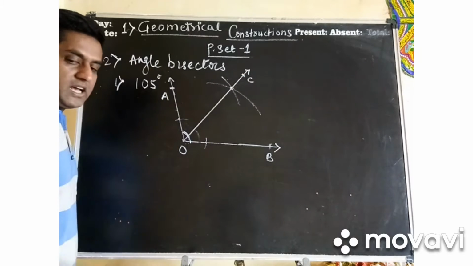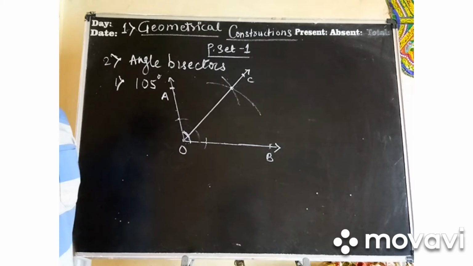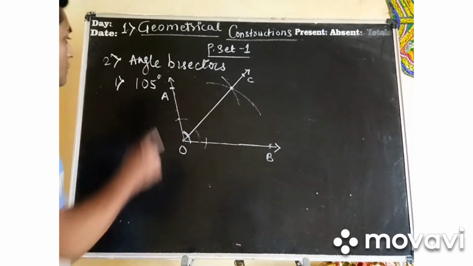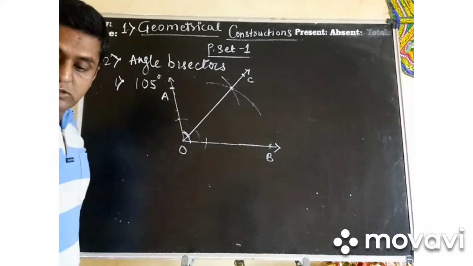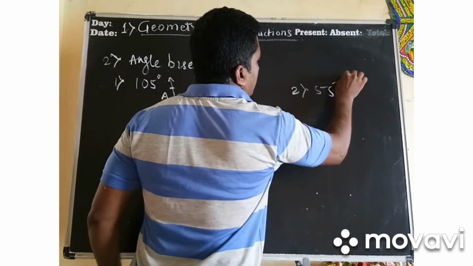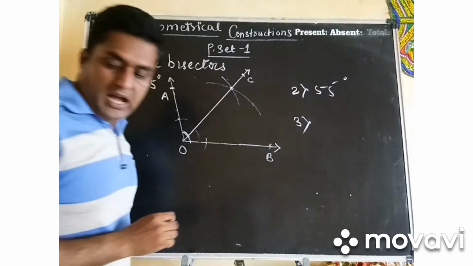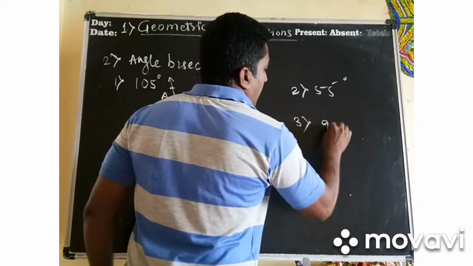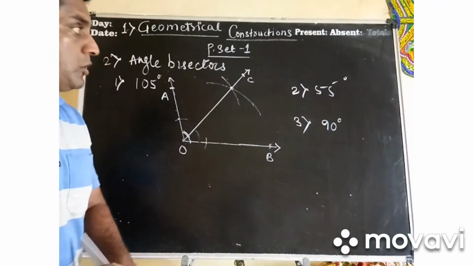This is called an angle bisector. Right everybody? So this was the first one. Now in question number 2, only one question is not there. Your second question is 55 and the third one is angle 90. So these two I am not drawing.